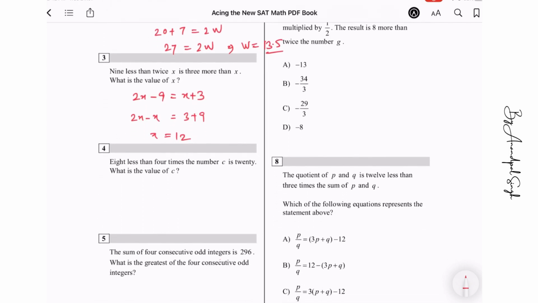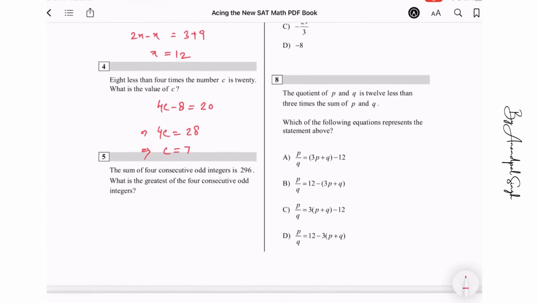Question number 4. 8 less than 4 times the number c is 20. So 4 times the number c minus 8 is 20. What is the value of c? So this is 4c equals 28 by adding 8 on both sides, then dividing by 4, we get 7.